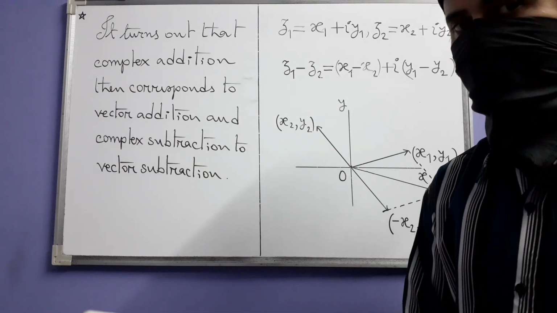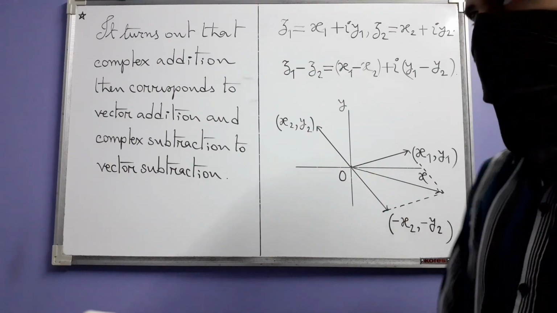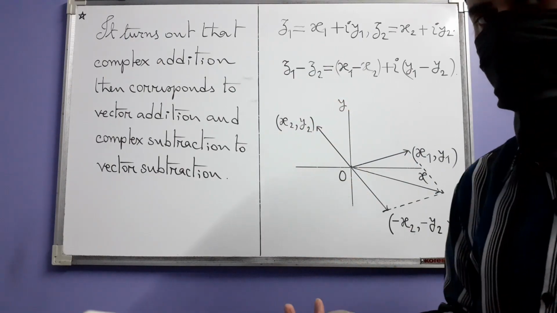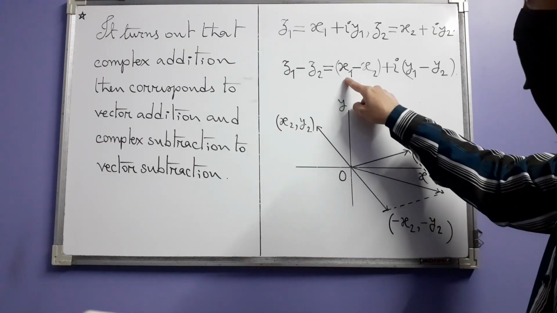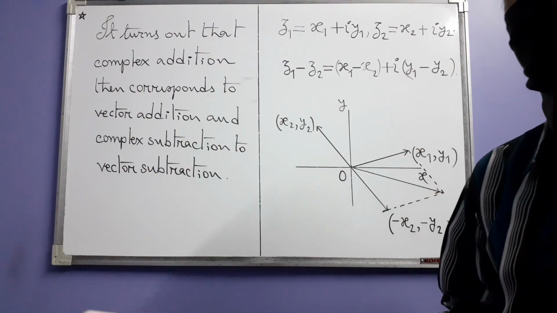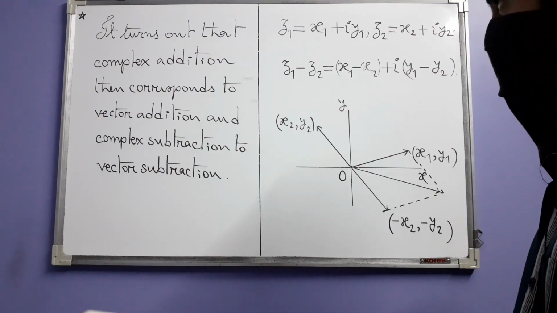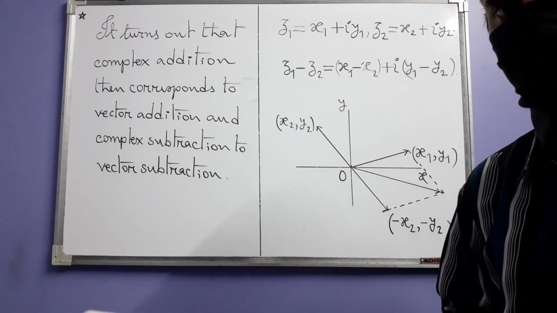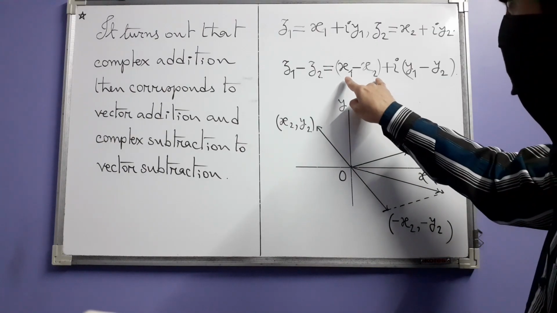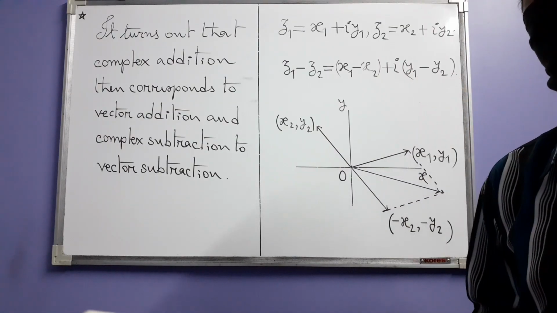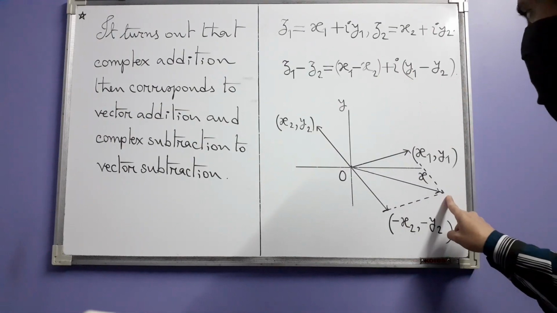Now instead of addition, if you consider subtraction, say you consider z1 minus z2, then by the definitions we have already come across, that equals this: x1 minus x2 plus i times y1 minus y2. Now correspondingly, you will get a point, this time also in the complex plane, whose x coordinate will be x1 minus x2 and y coordinate will be y1 minus y2. That turns out to be this point.